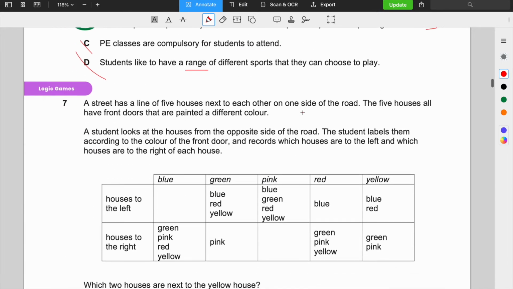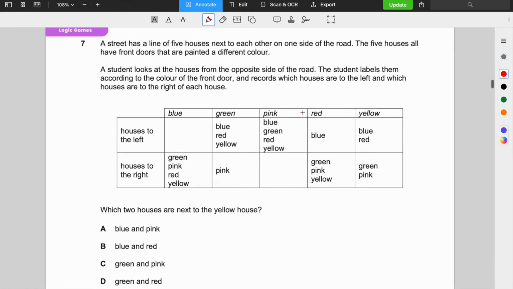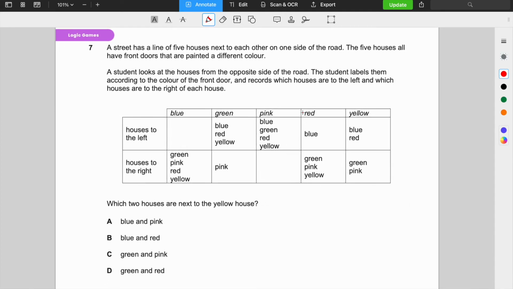Okay, question 7. So this one is actually pretty easy. I know it looks very intimidating because there's so much data going on, but if you just pause and think about what's going on, it's actually not that hard. So let's read this together. A street has a line of 5 houses next to each other on one side of the road. The 5 houses all have front doors that are painted a different color. A student looks at the houses from the opposite side. The student labels them according to the color of the front door and records which houses are to the left and which houses are to the right.